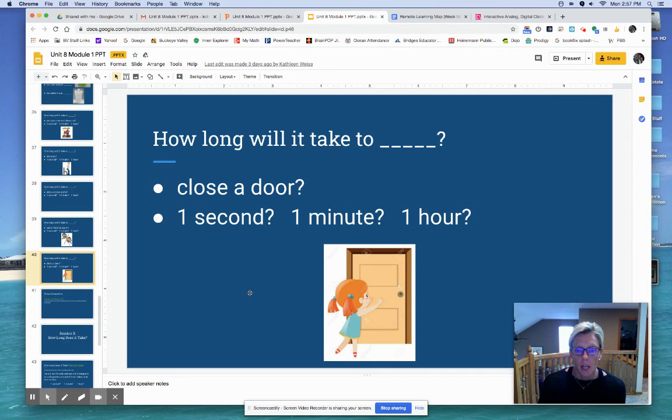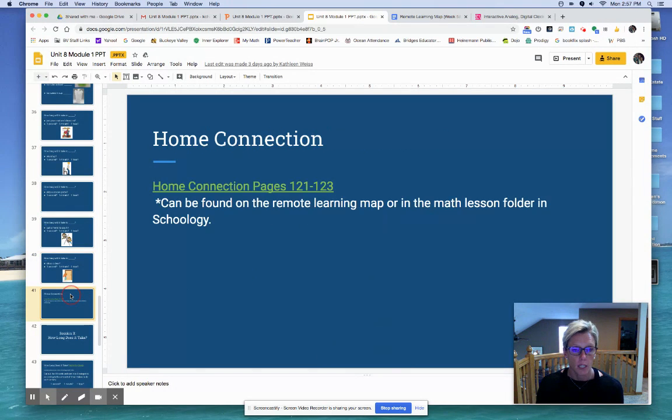And I know lots of you are always asking mom and dad, how much longer? How much longer? And they're probably saying 1 second or just a minute or we'll go in an hour. And if you can figure this out, then you'll be able to know what mom and dad mean when they say in a minute or in an hour. Okay, so when you finish having some fun, doing some time experiments, then you can check out the home connection.